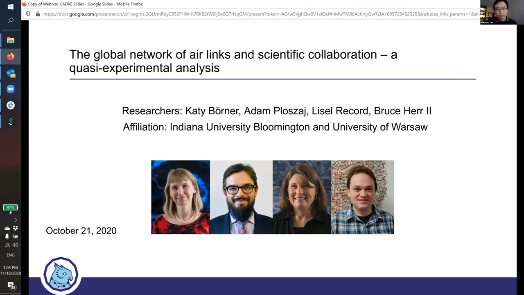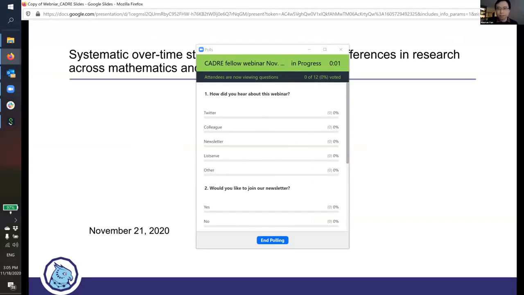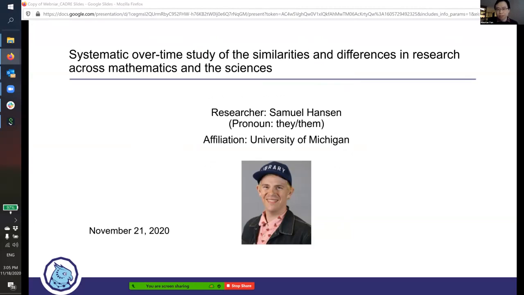In October, Adam presented our group's work. The title here, as Samuel suggested, is slightly different from what he's going to be presenting today. It's more general than just mathematics and other sciences. I think it covers all sciences, for all papers in the Web of Science. It's one of the few studies that I saw that covers the whole range of the Web of Science data set. So very exciting, and lots of slides to go through for him, I think.